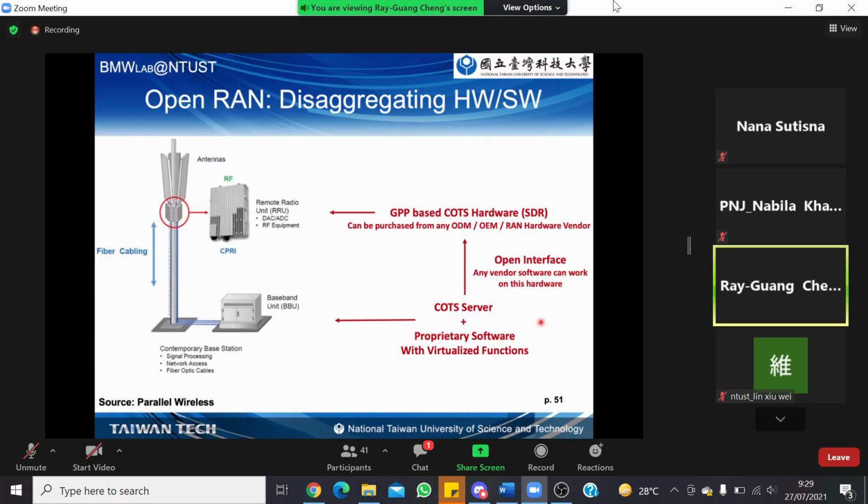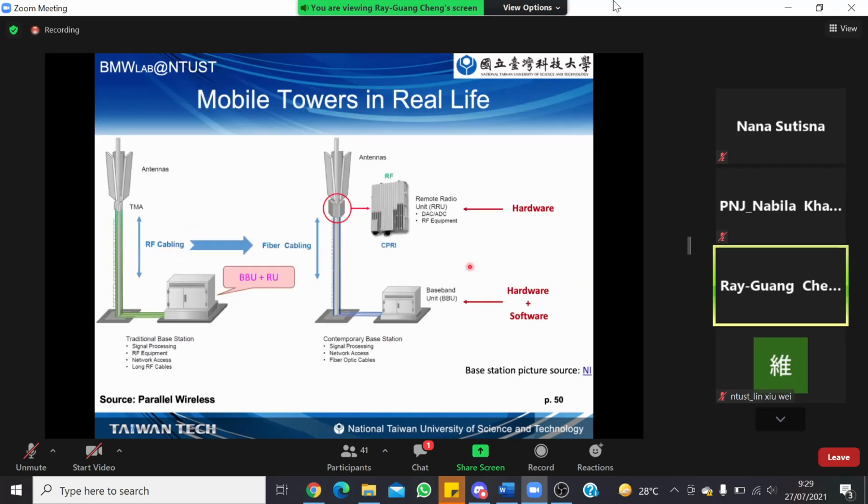The purpose of Open RAN is they want to disaggregate the hardware and the software. So they have some concept. The first one, they want to use open interface. Also, we just mentioned the interface, you can find that here. Even they can use the CPRI. CPRI actually is the frame format to transmit Ethernet packet through the fiber.